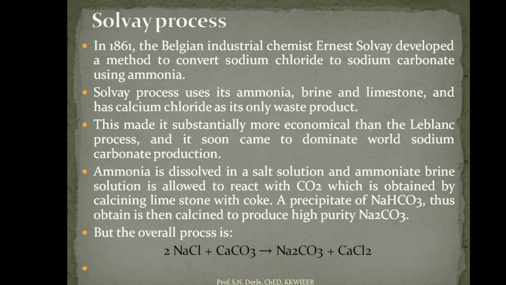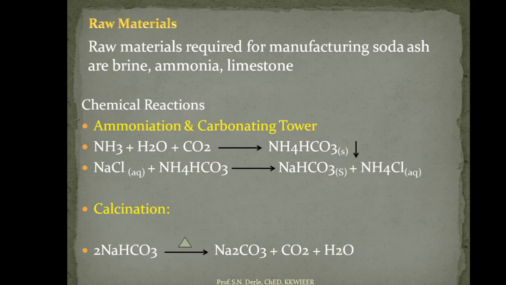Ammonia is dissolved in salt solution, and the ammoniated brine solution is allowed to react with CO2, which is obtained by calcining limestone with coke. A precipitate of sodium bicarbonate thus obtained is then calcined to produce high purity sodium carbonate. The overall process is 2NaCl plus CaCO3 gives Na2CO3 and calcium chloride. Now raw materials. The raw materials required for the Solvay process are brine, ammonia and limestone.